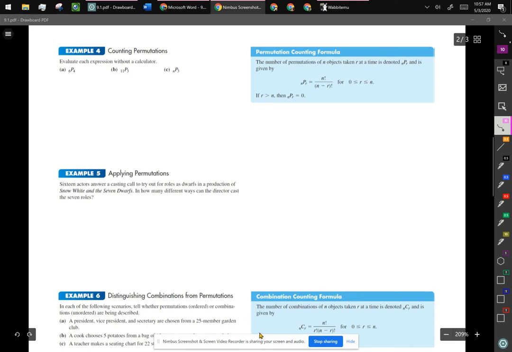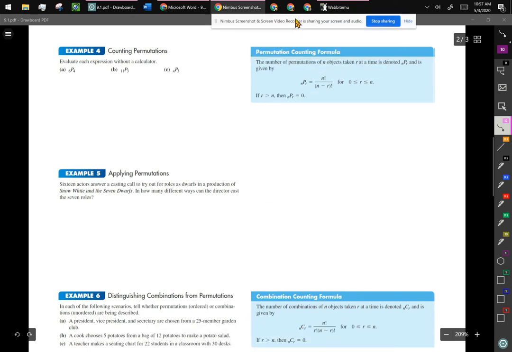Hey guys, welcome to example 4 of 9.1. We're going to be working with our permutation formula right over here. nPr could be interpreted as the number of permutations of n objects taken r at a time. I'm going to show you how to use the formula, and I'm also going to show you how to just do the math if you forget the formula.